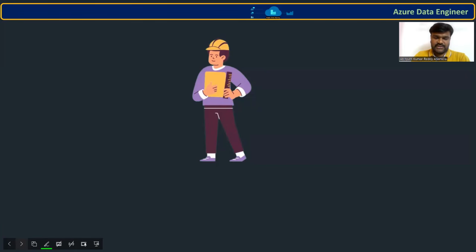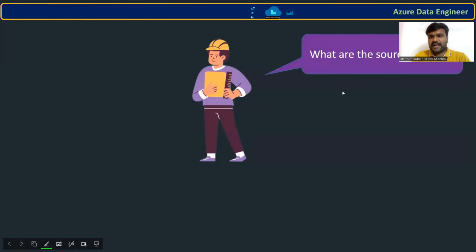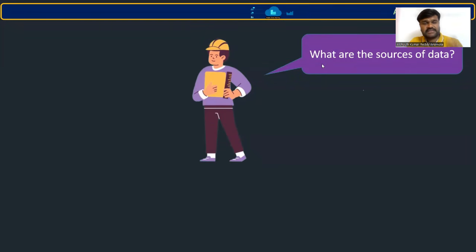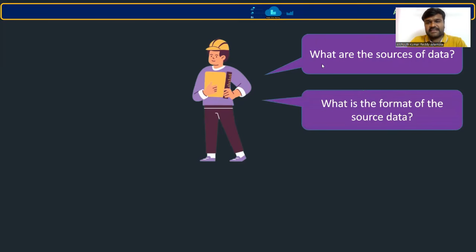What are those? The very first question you are going to ask is: what are the sources of your data? By understanding the life cycle of data from the previous slide, you must ask in which locations it exists. That is the source of the data. And then another thing is, what is the format of the source data?